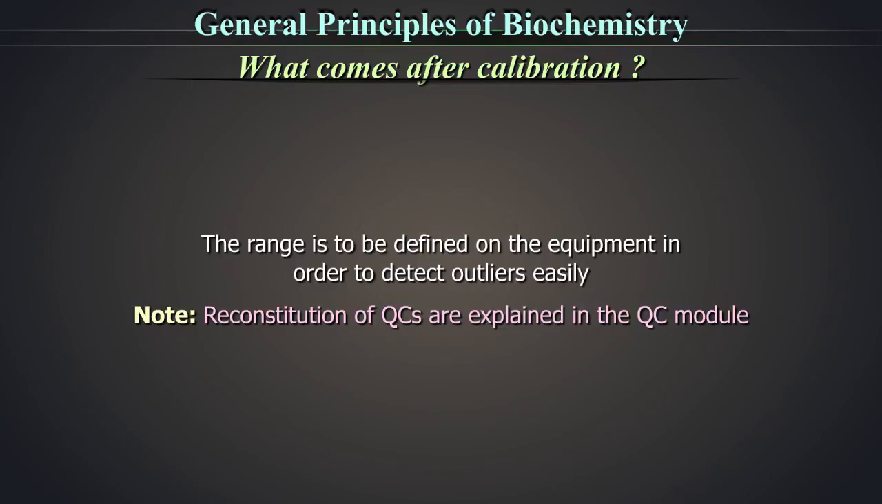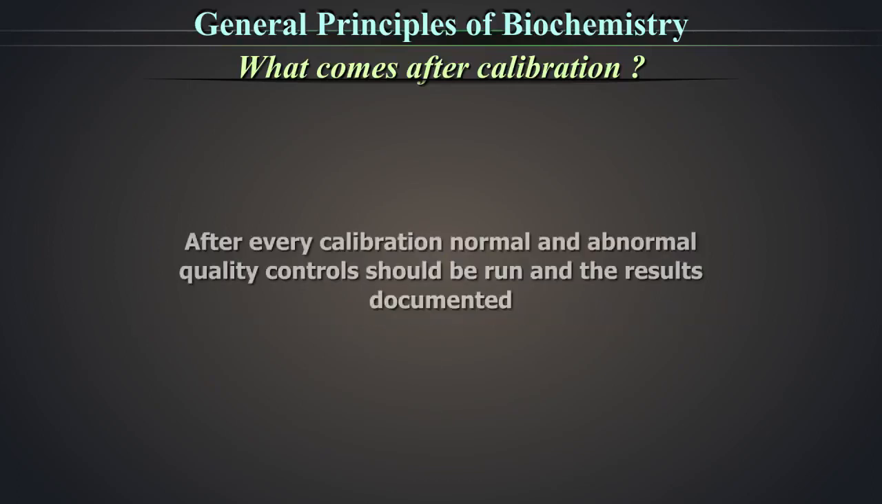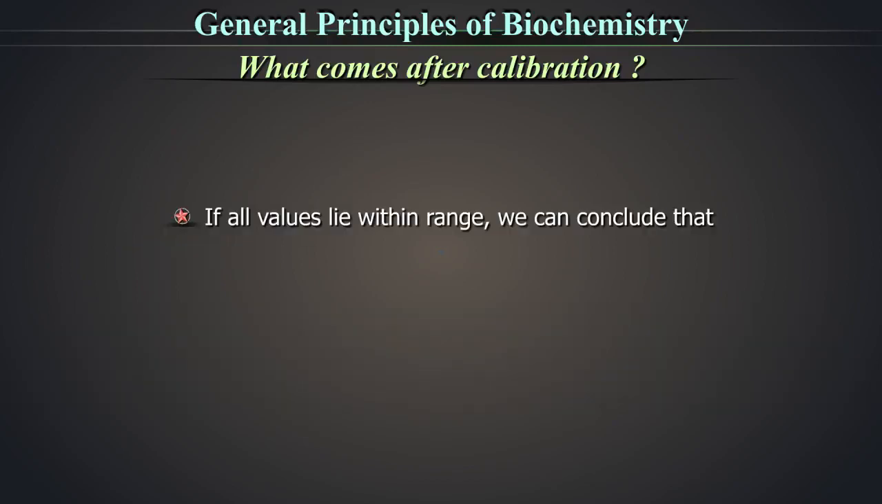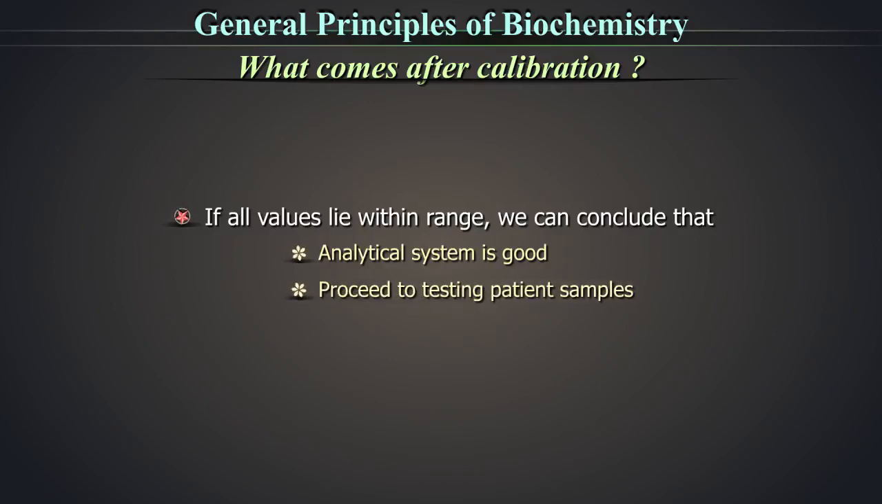Reconstitution of QCs are explained in the QC module. After every calibration, normal or abnormal quality control should be run and the results should be documented. If all values lie within the range, we can conclude that the analytical system is good and proceed to the testing of the patient samples.